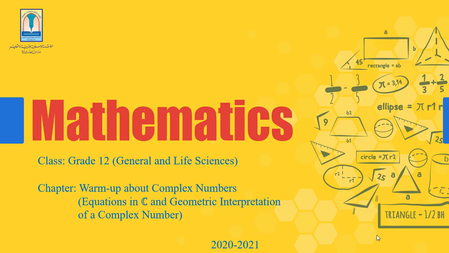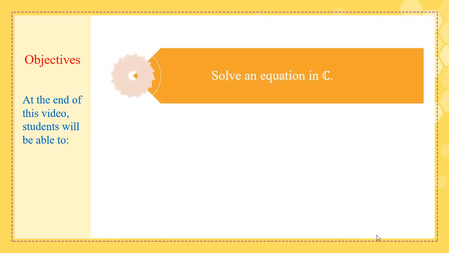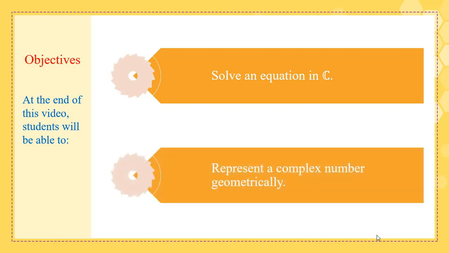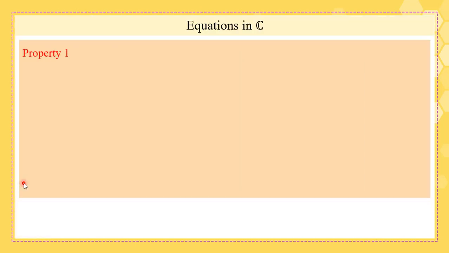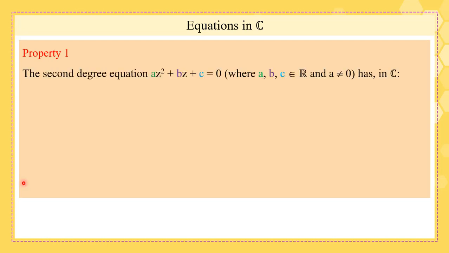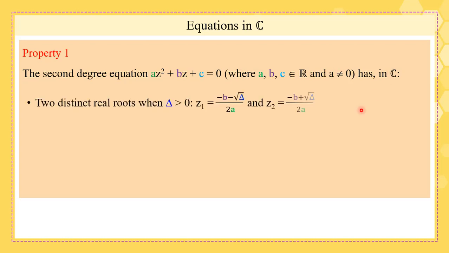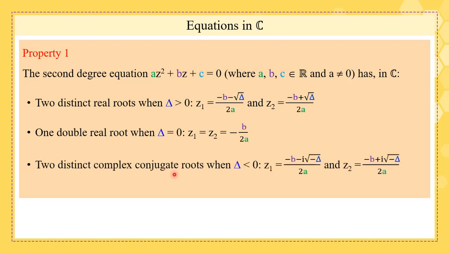Today we will continue talking about complex numbers. Let's see the first property. The second degree equation az squared plus bz plus c equal to 0, where a, b, and c are real numbers and a is never 0, has in C two distinct real roots, one double real root, or two distinct complex conjugate roots. Well, this looks like delta that you took in last year, and we have the same answers in the first two cases.